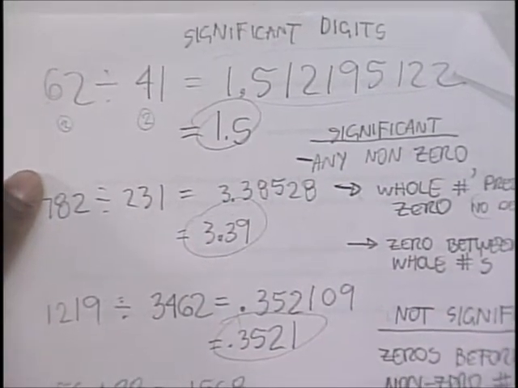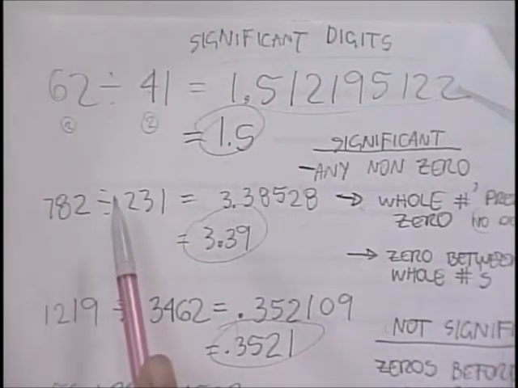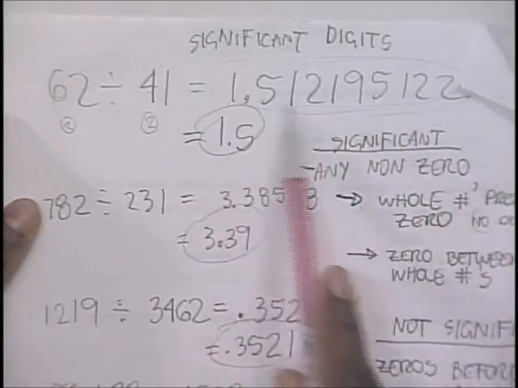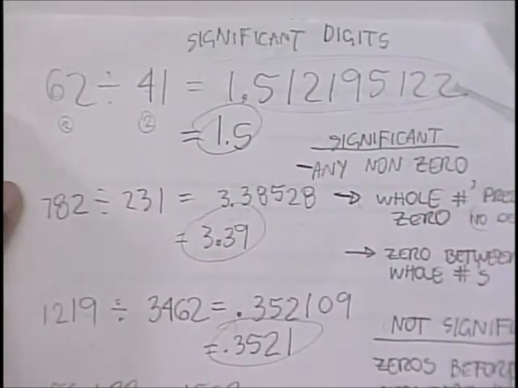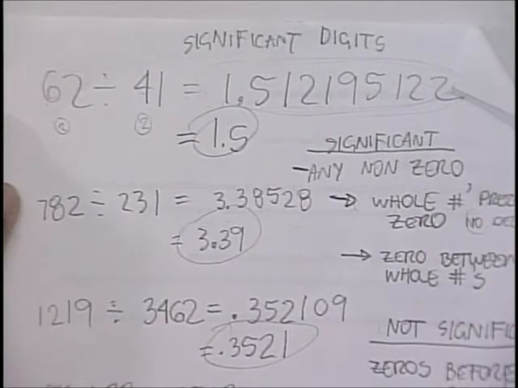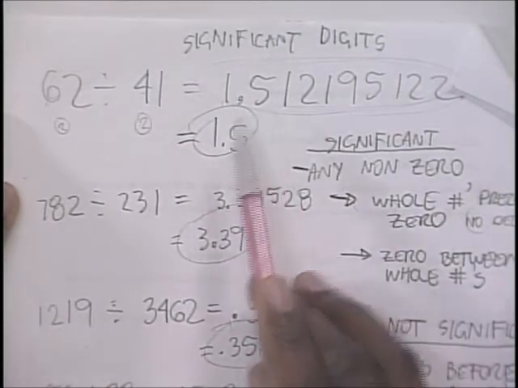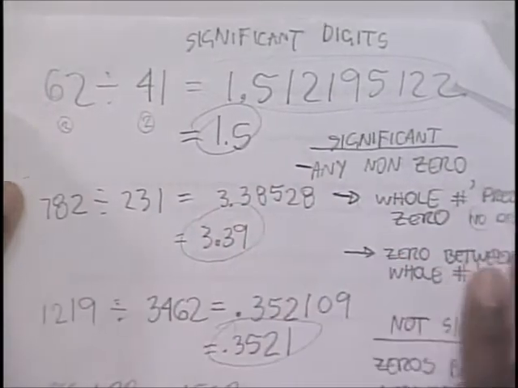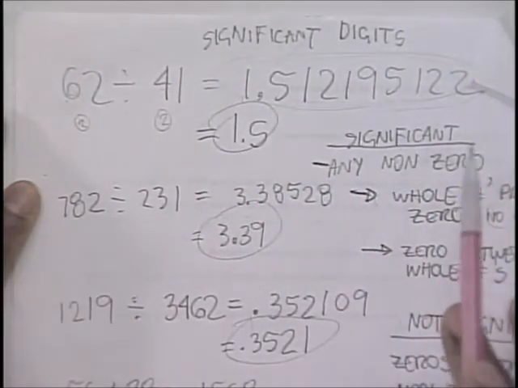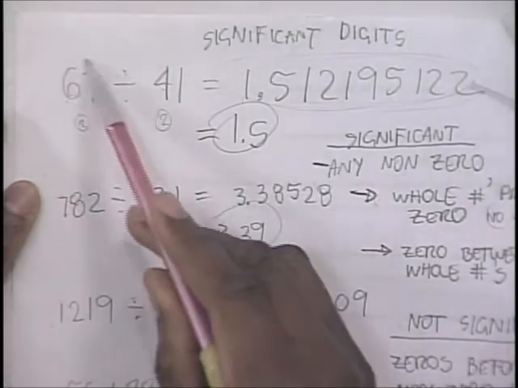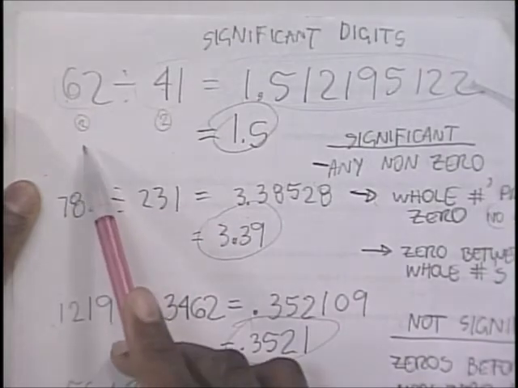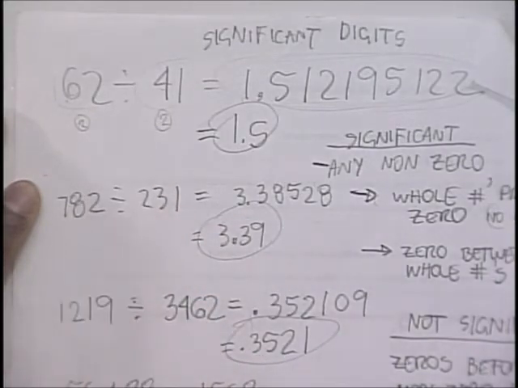So you don't have to write that long decimal as a final answer. Not only that, you don't have to ask your teacher, should my answer be 1.5? Should it be 1.51? Should it be 1.512? You don't have to ask your teacher any of those questions. What you have to know is you've got 2 significant digits here and 2 significant digits here. The final answer will require you to use 2 significant digits.